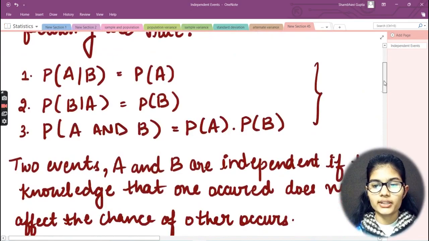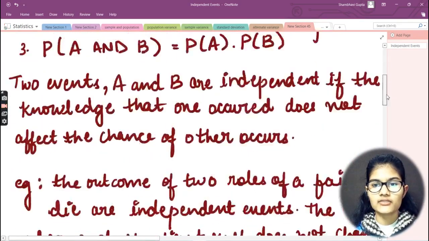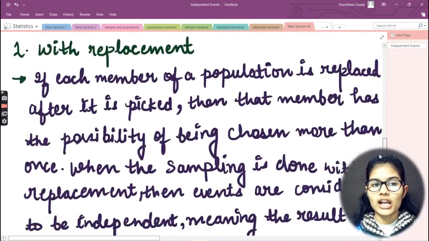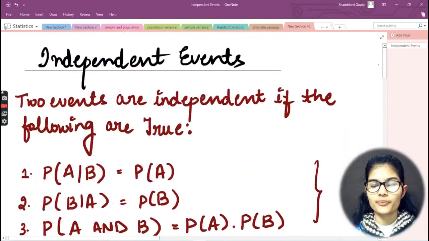Right, so hope I'm clear with this, where we see that the events are independent, and for sampling as well, we have two techniques. The first one is with replacement and the second one is without replacement. Hope I'm very much clear with that.